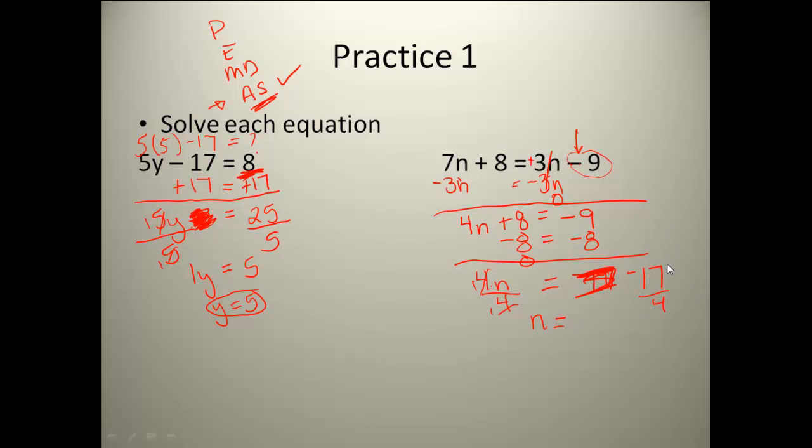Now if you type this in on your calculator, you're going to get either a fraction or a decimal. You would get negative 4 and 1/4, or negative 4.25. I just want you to leave it as a reduced fraction. So 17 over 4 doesn't reduce, so I'm going to leave my answer as just negative 17 over 4.